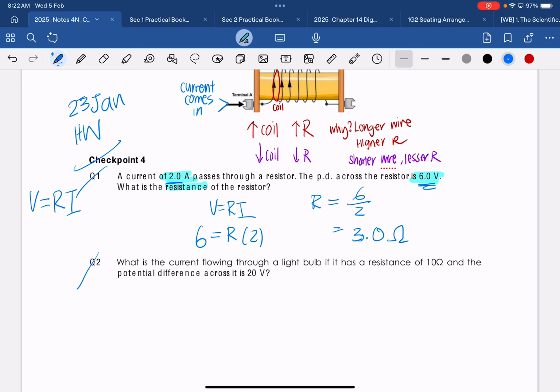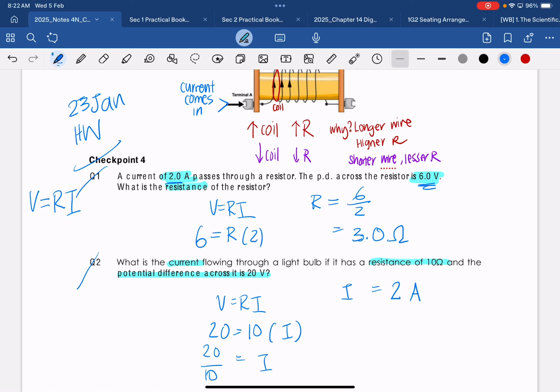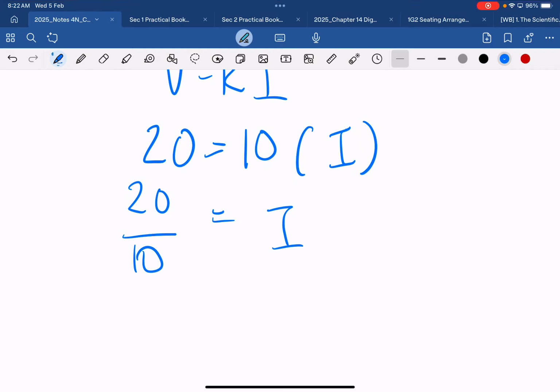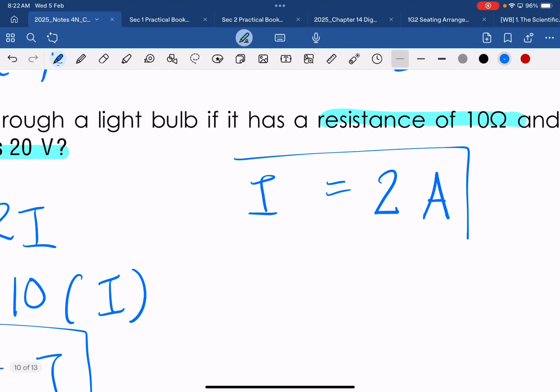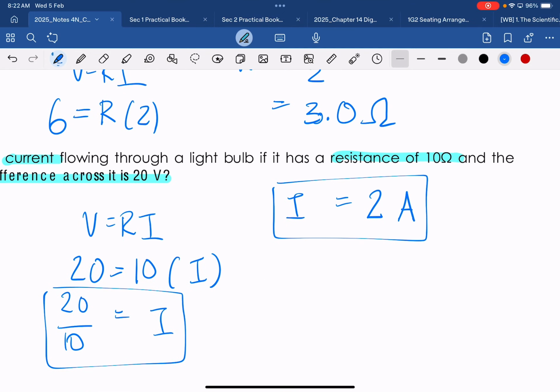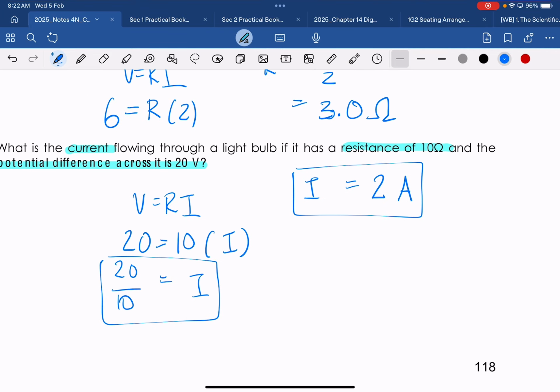So don't worry. Next, current. I do not know what it is, but I know my resistance is 10, PD is 20. So again, V equals Ri. V is 20, R is 10, I is unknown. So make I the subject: 20 over 10. So I over here will be 2. You must always make sure that your unknown is on the left. Even if I put it this way, no problem, because I will always put my final answer with the unknown in front. Any questions so far?